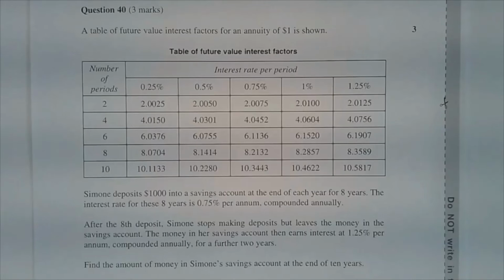Question 40. A table of future value interest factors for an annuity of $1 is shown. Simone deposits $1,000 into a savings account at the end of each year for 8 years. The interest rate for these 8 years is 0.75% per annum, compounded annually. After the 8th deposit, Simone stops making deposits but leaves the money in the savings account. The money in her savings account then earns interest at 1.25% per annum, compounded annually for a further 2 years. Find the amount of money in Simone's savings account at the end of 10 years.